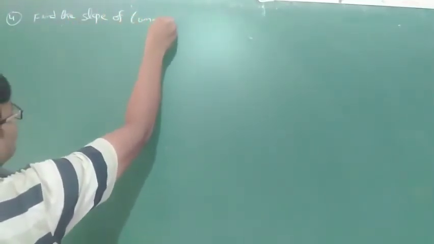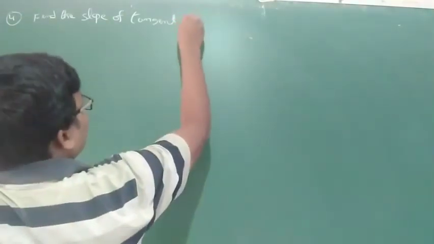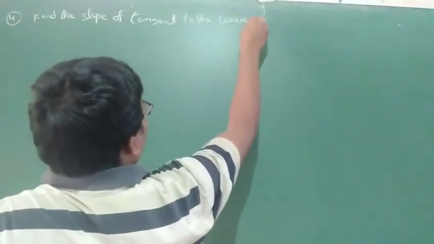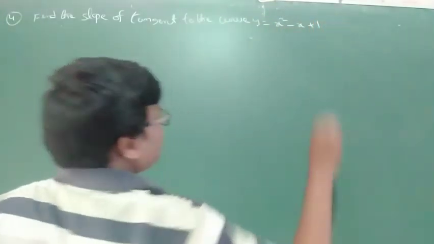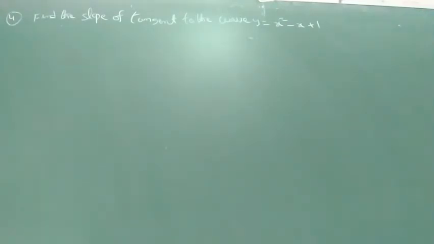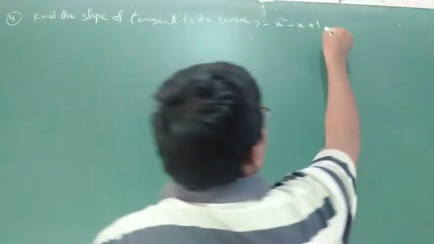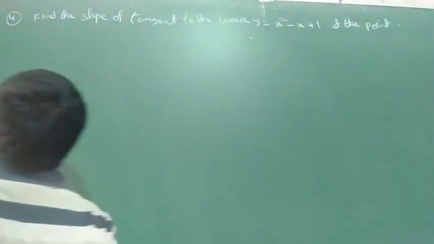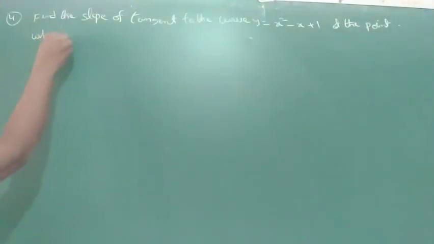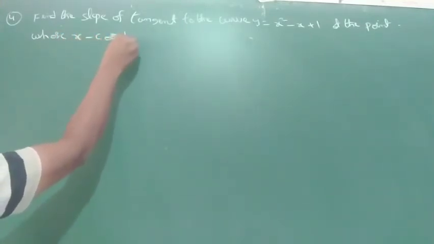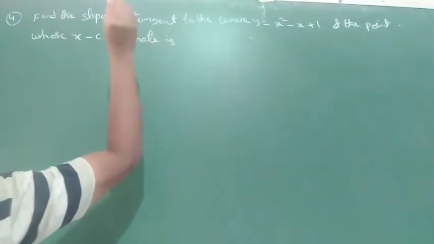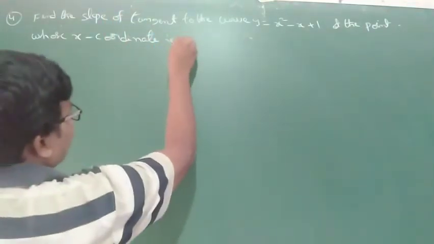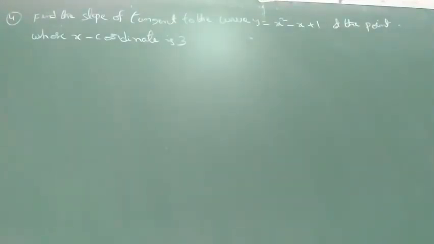Find the slope of the tangent to the curve y is equal to x square minus x plus 1 at the point whose x coordinate is 3 or 2.